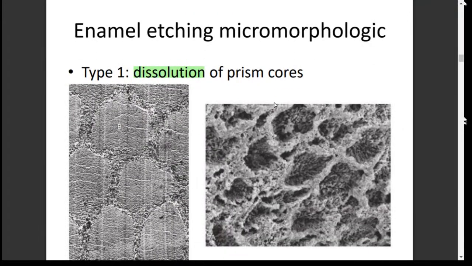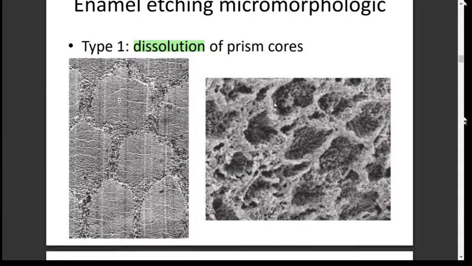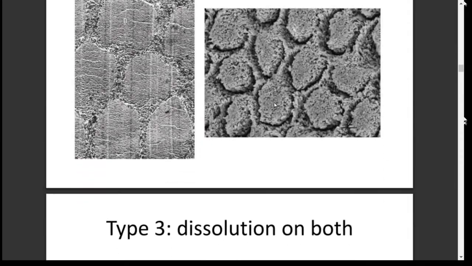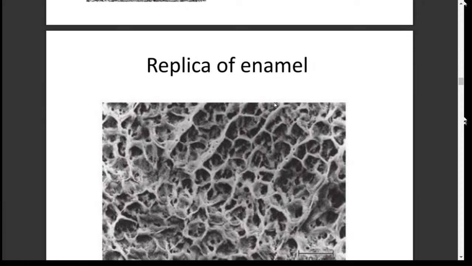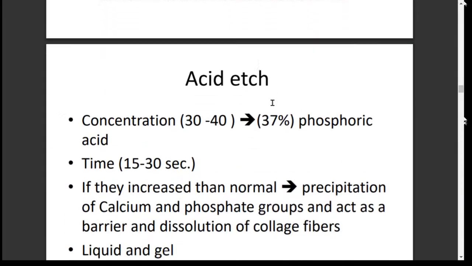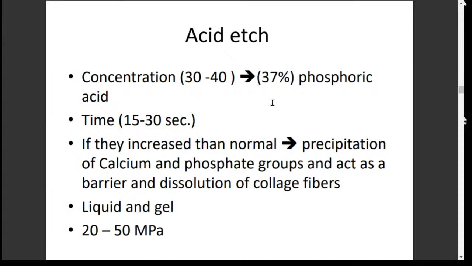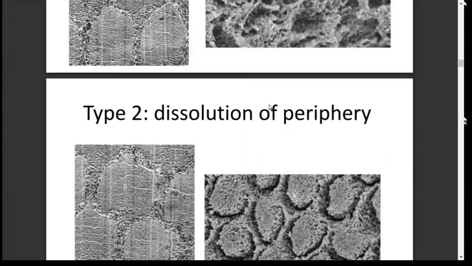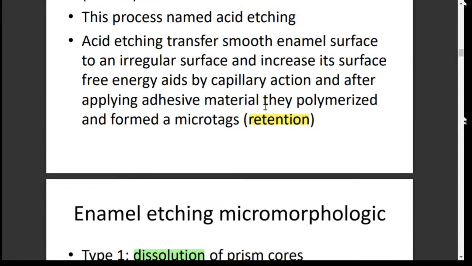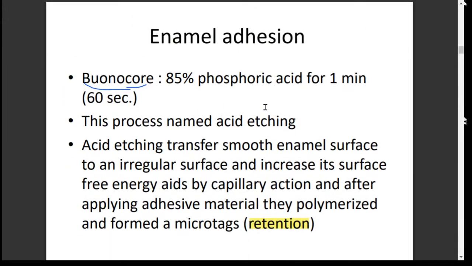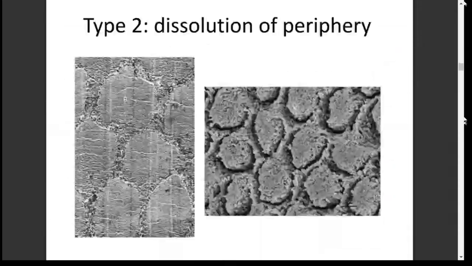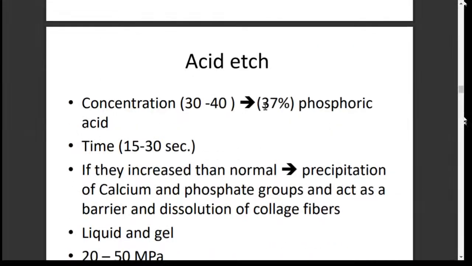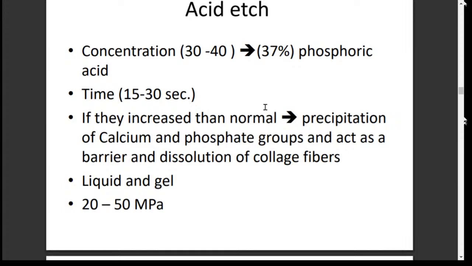This is the etching with dissolution of type 1, then type 2 dissolution of the periphery, and type 3 dissolution of both, a replica of enamel, all because of the acid etching. 37% phosphoric acid, which is the same as we studied before. For 1 minute, 85% phosphoric acid, Buonocore phosphoric acid, and 37%, with a 30 to 40 concentration.